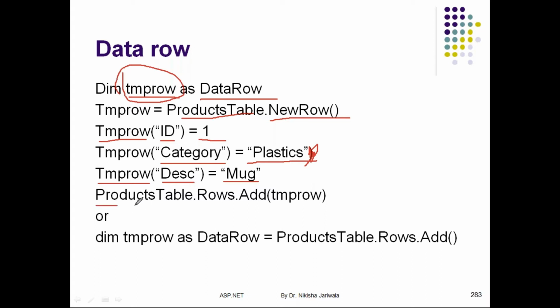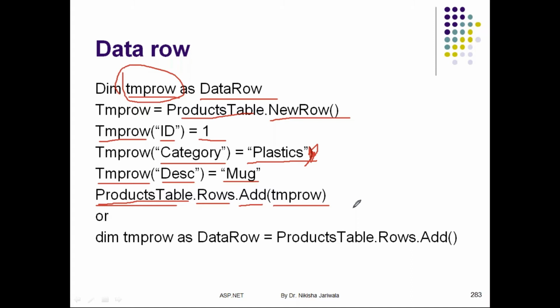Now if I want to add this tempRow which I have created within the products table, then I will use productsTable, that is the name of my data table, and its Rows collection. And as you know, if I want to add something within the Rows collection, I need to use the Add method, and with the help of the Add method I will add the object of that data row, that is tempRow. So what we need to consider over here is that if we want to create a row, we need to use the NewRow method of that particular table.